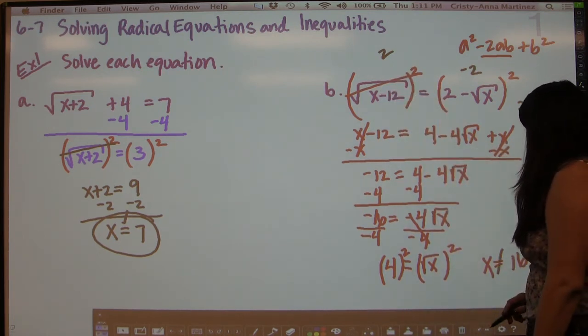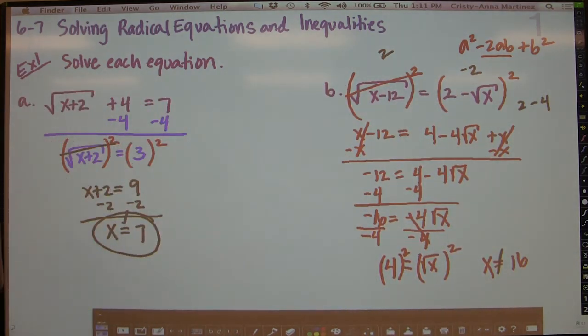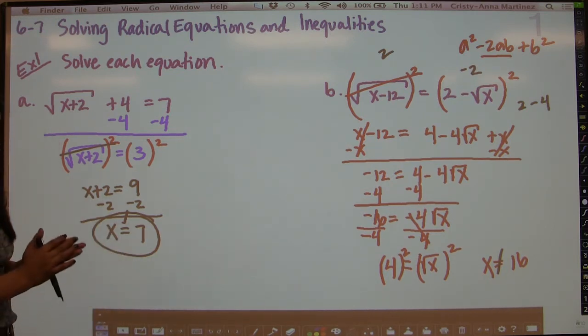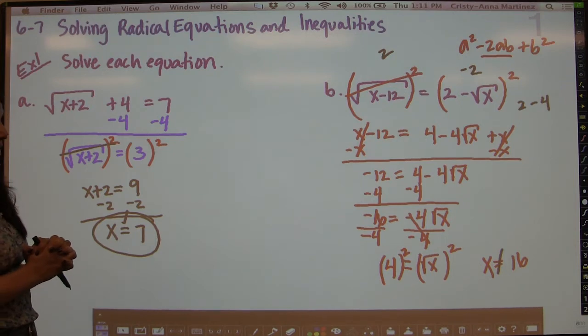So basically, we have no solution for this case because our answer did not work in the end. It was an extraneous solution. So we have no solution for part B. So again, you can do all the math right and you can get an answer that doesn't quite work. So please, please, please make sure that you check your solutions all the time in this lesson.